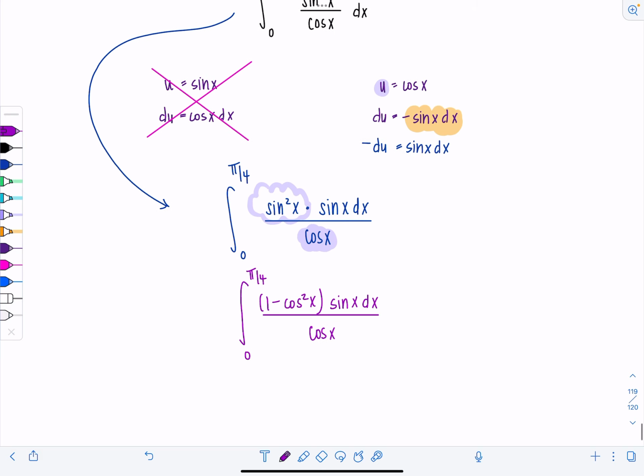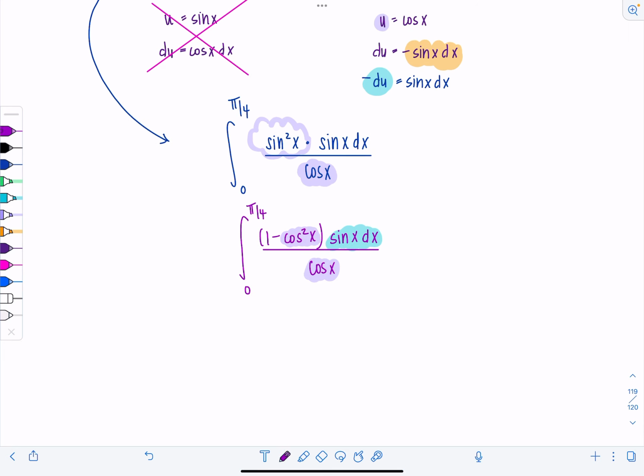All right, are we ready to make our change of variables? We certainly are. Here's u squared, here's u, yeah? And then negative du is sine x dx. So we're ready to go. What do I like to do?